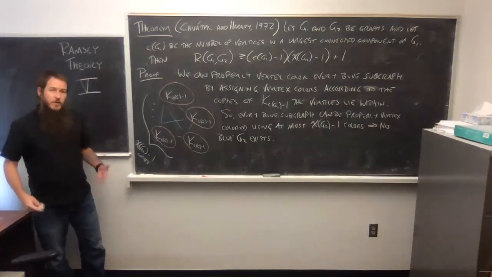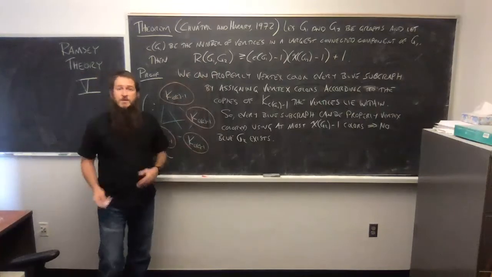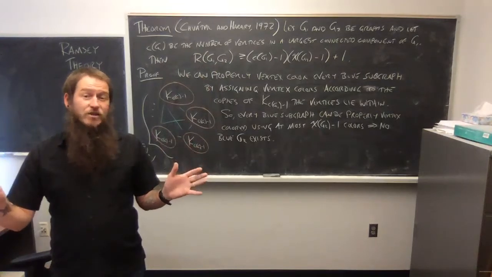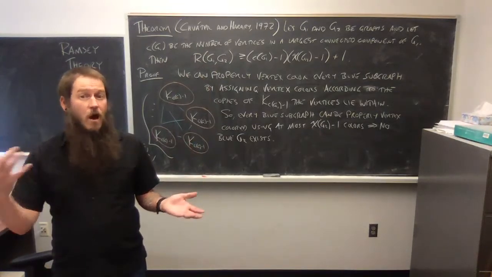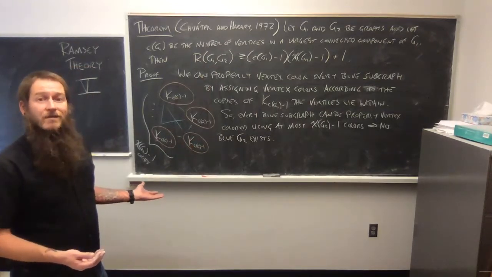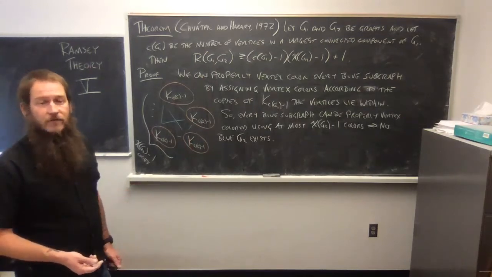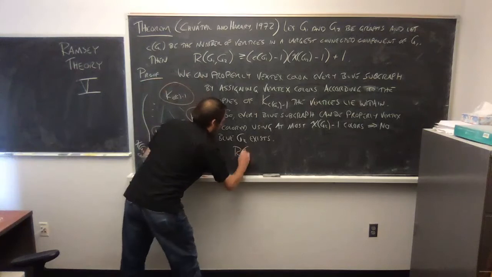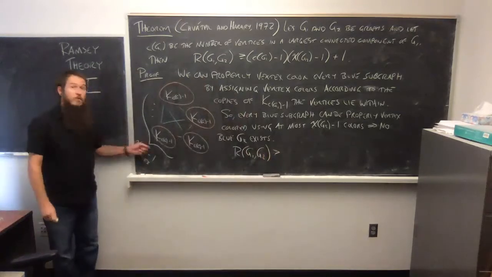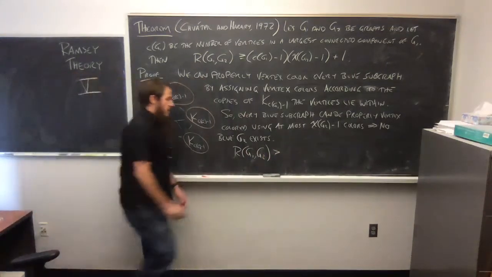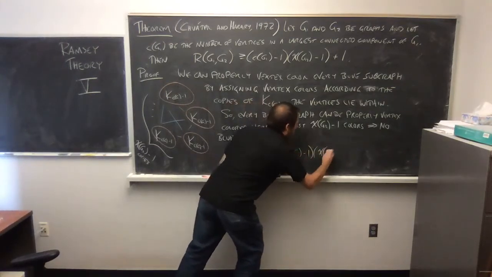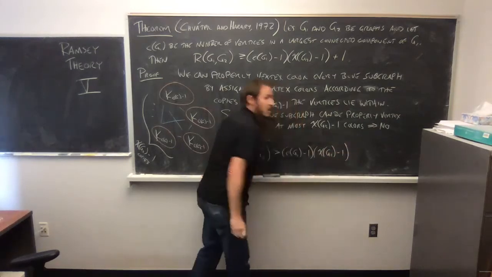So at this point, if we think about the Ramsey number R(G1, G2), this is the smallest number p such that no matter how you color with red and blue the edges of K sub p, you're guaranteed to get either a red copy of G1 or a blue copy of G2. But we've just produced a construction that lacks both of those monochromatic subgraphs. Therefore, the Ramsey number for G1, G2 must be strictly greater than the number of vertices we have in this picture. And that number of vertices is c of G1 minus 1 times chi of G2 minus 1. And that does it.